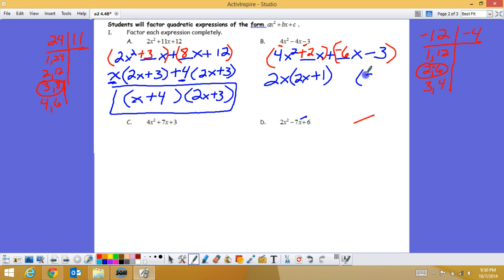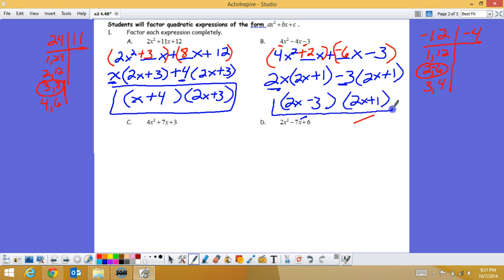So we want these two sets of parentheses to be the same. This set and this set, we need to be the same. So what do we multiply 2x by to get negative 6x? The answer is negative 3. And a quick check, negative 3 times 1 is also negative 3, so we're good. So then the final step, going to our two sets of parentheses. The first set are the terms outside, 2x minus 3. The second set is the common set of parentheses, the 2x plus 1.